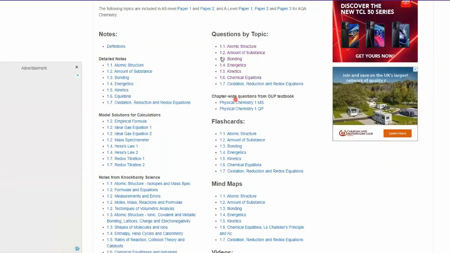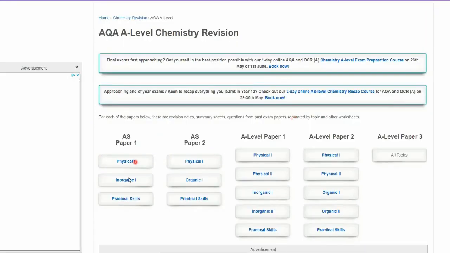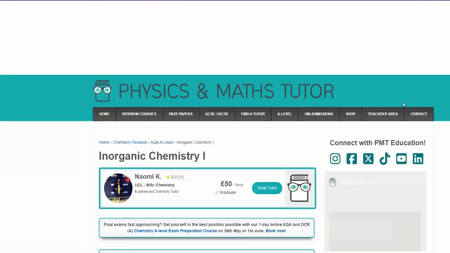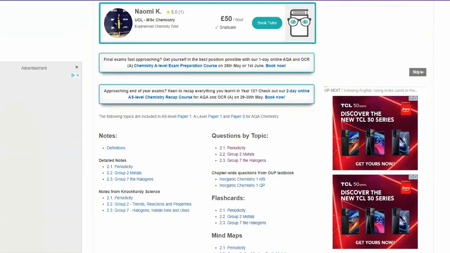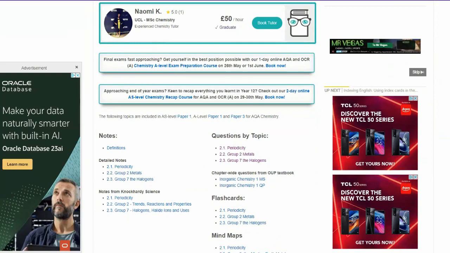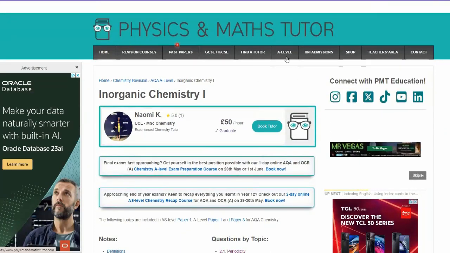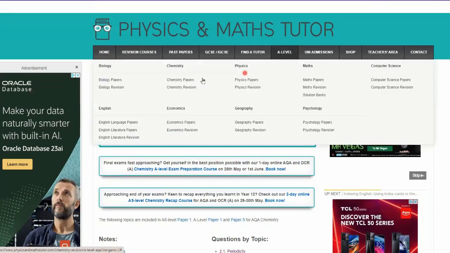We're looking at Physics and Maths Tutor, and some of their revision packs for A-Level Chemistry. Today I'm going to Inorganic Chemistry 1 on the Physics and Maths Tutor site for AQA A-Level Chemistry, going to questions by topic. I want to look at the Group 2 metals, which is one of the topics you need to know inside out for your AS and your A-Level Chemistry.